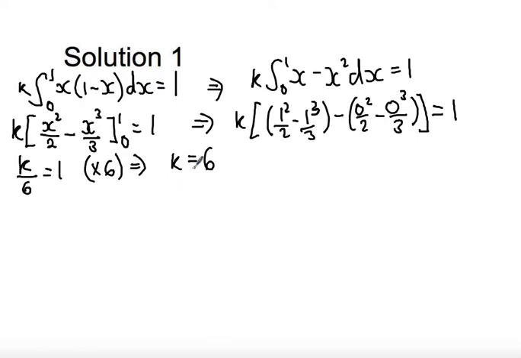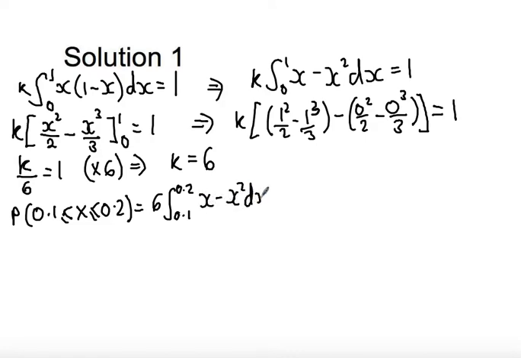Okay, so now what we can do is we can find the probabilities. Now our first question was the probability that our values lie between 0.1 less than or equal to x less than or equal to 0.2. Now this is equal to the result when I integrate this integral. So I'm going to work from this integral here. So I get 6 multiplied by the integral from 0.1 to 0.2 of x minus x squared dx.